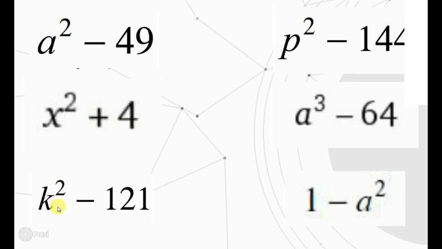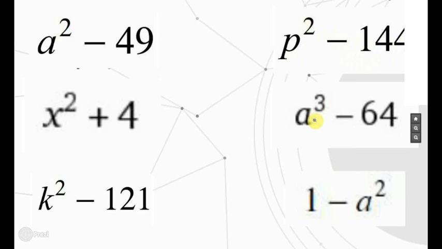K squared minus 121, however, does work. It's a difference of square problem. My even exponent, I've got a negative sign, and 121 is the same thing as 11 squared, so that works. Same pattern over here with p squared minus 144. Even exponent, negative sign, perfect square.